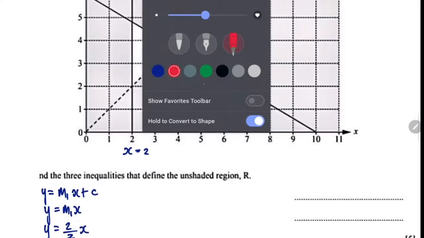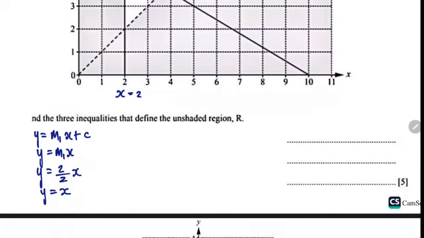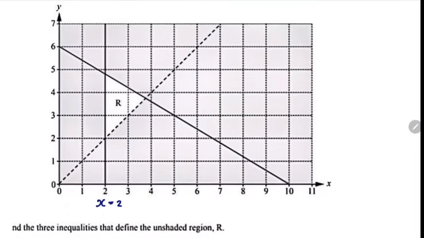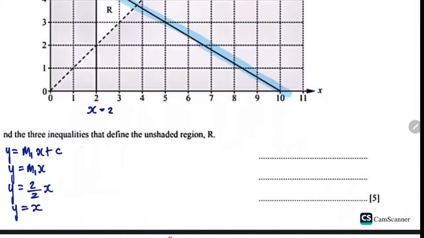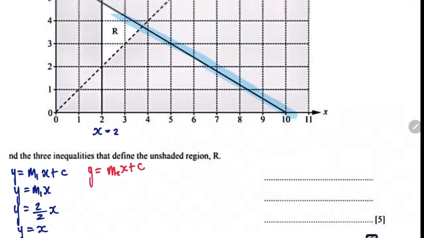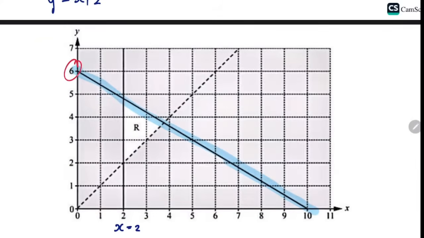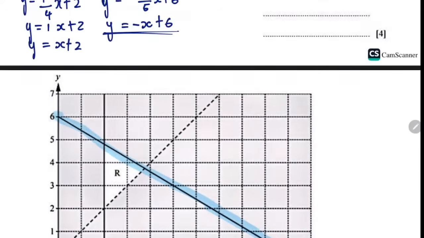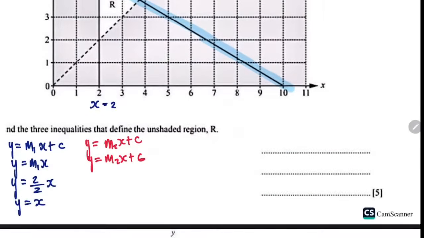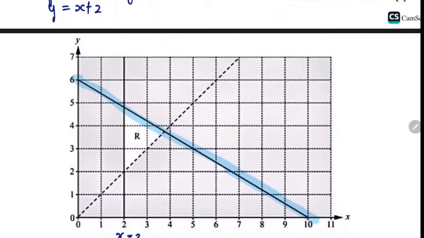Now we do the second one. We don't know it. y is equal to m2x plus c. What's your c? It's 6. That's where it cuts, okay? So y is equal to m2x plus 6. Now time to find m. You know that this line is going down, so y is equal to negative. It's going to be negative because it's going down. You pick a nice point.